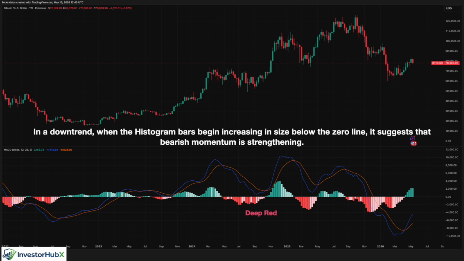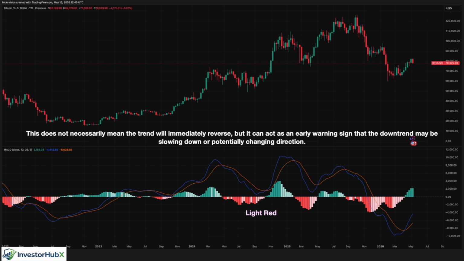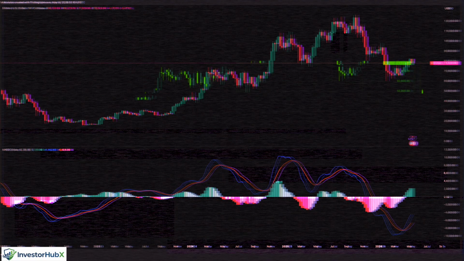In a downtrend, when the histogram bars begin increasing in size below the zero line, it suggests that bearish momentum is strengthening. This may indicate that the current downtrend is continuing and sellers are gaining strength. However, when the histogram bars begin shrinking in size, it suggests that bearish momentum is weakening. Again, this does not necessarily mean the trend will immediately reverse, but it can act as an early warning sign that the downtrend may be slowing down or potentially changing direction.